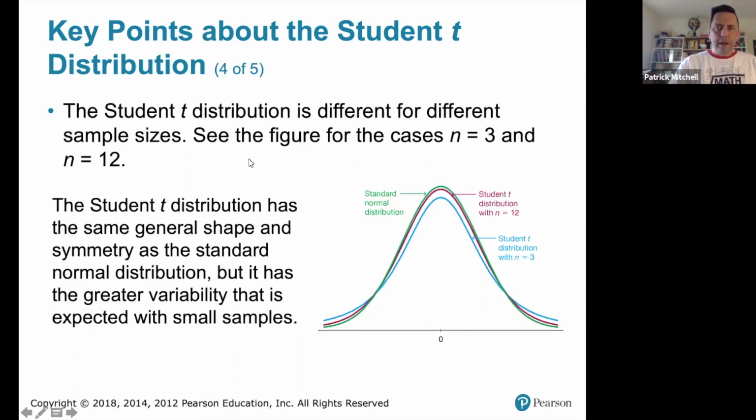Okay, a little bit about the shape of the student t distribution. It looks like a normal distribution. It is different for different sample sizes. The larger your samples are, the more it looks like a standard normal distribution. So here you see they've drawn the t distribution for the cases n equals 3 and 12. So in blue, you have n equals 3. In red, you have n equals 12. And then in green, you have the standard normal distribution.